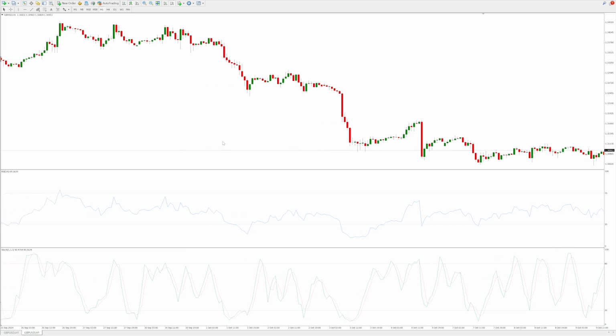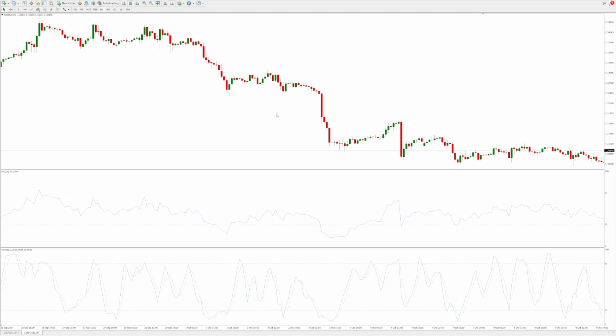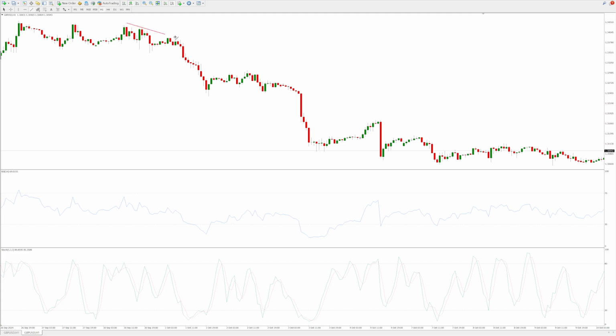So these are two of the most popular indicators used for trading. They can both be used in trending and ranging markets. I'm just going to look at two examples in both trending and ranging markets so we can gauge which indicator would be best for each scenario. So first of all, let's start with a trending market.